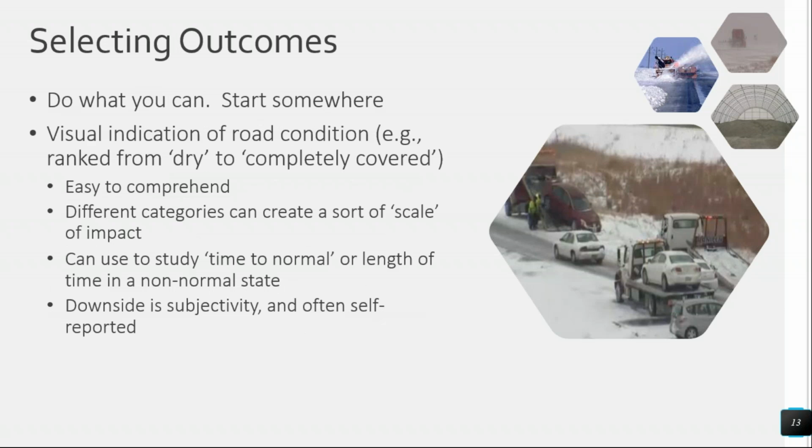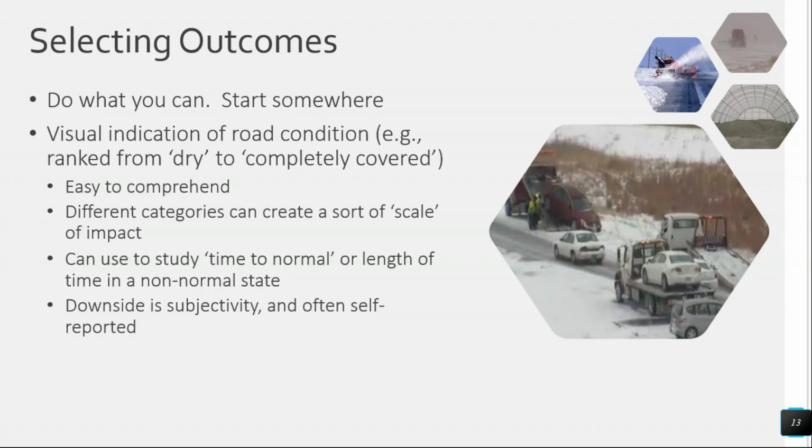And so in selecting your outcomes, there can be a lot of discussion about what is the best measure. And I would say that the best measure is the one that actually gets used. So again, do what you can, start somewhere. There are some very straightforward measurements. The first one I'm going to talk about here is a visual indication of road condition. In some form or another, this is a very common performance or outcome measurement.